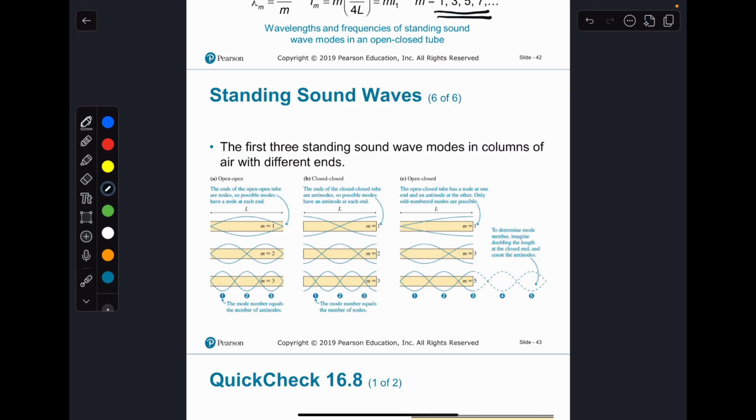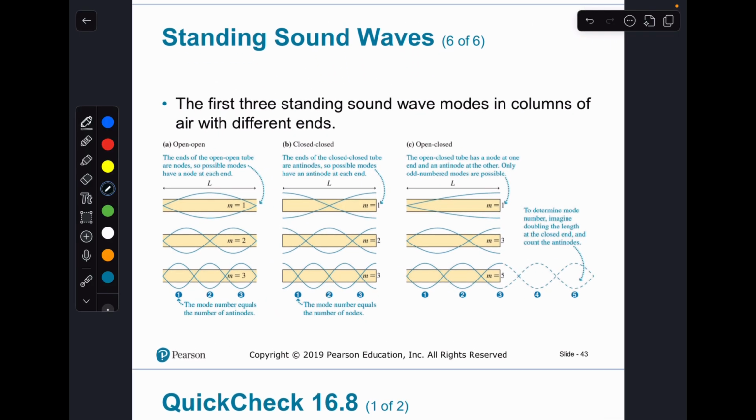So this compares the different standing waves that appear on each type of tube. And we can analyze these in more detail when you get to a problem. Okay, so for now, us talking about each one, I don't think is going to be super beneficial. We can refer back to them once we get a problem.